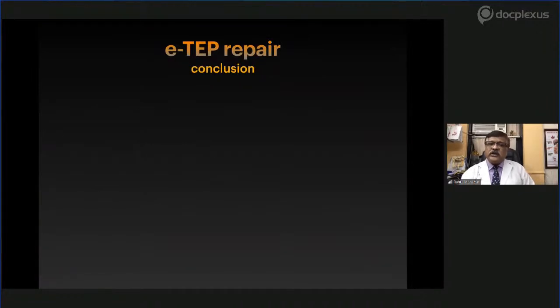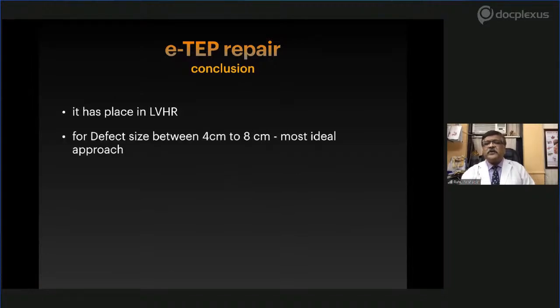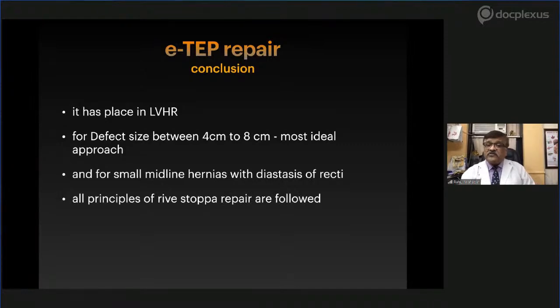Now, in conclusion, E-TEP repair has a place in laparoscopic ventral hernia repair. For defect sizes between 4 to 8 centimeters, it's the most ideal approach, according to me. For small midline hernias with diastasis recti, this may become the procedure of choice. All principles of Rives-Stoppa repair are followed in this particular procedure.